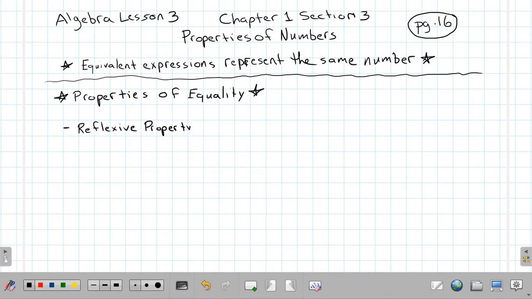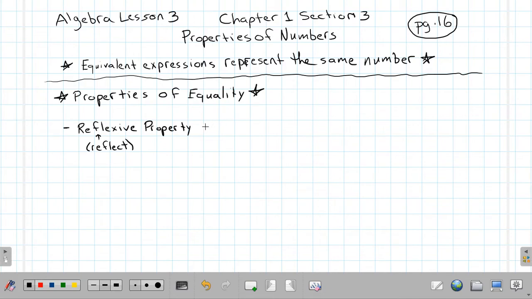Okay. Now, when you think of the word reflexive, okay, what I want you to think of, so this is the same thing I'm going to do for every single property. When you think of the word reflexive, think of the word reflect, okay? So the way that I describe this one is, if you look at yourself in the mirror, you see your reflection, okay? So what the reflexive property is going to tell us is when a number looks across the equal sign, it's going to see itself. It's going to see its reflection, okay?